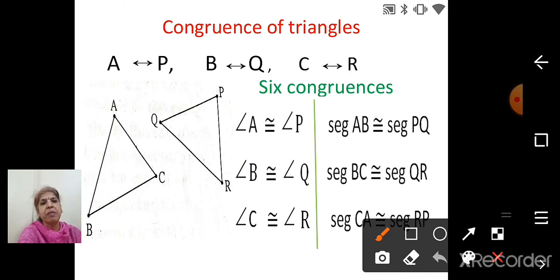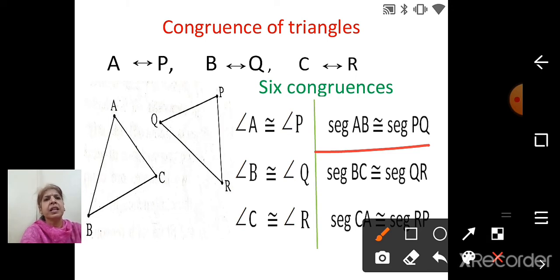Their 3 segments should be congruent. So angle A congruent with angle P. We have seen that the A is corresponding with P. So angle A congruent with angle P. Angle B congruent with angle Q. And angle C congruent with R. So this is the correspondence. And side AB congruent with PQ. This is the side AB. And this side AB is congruent with side PQ.